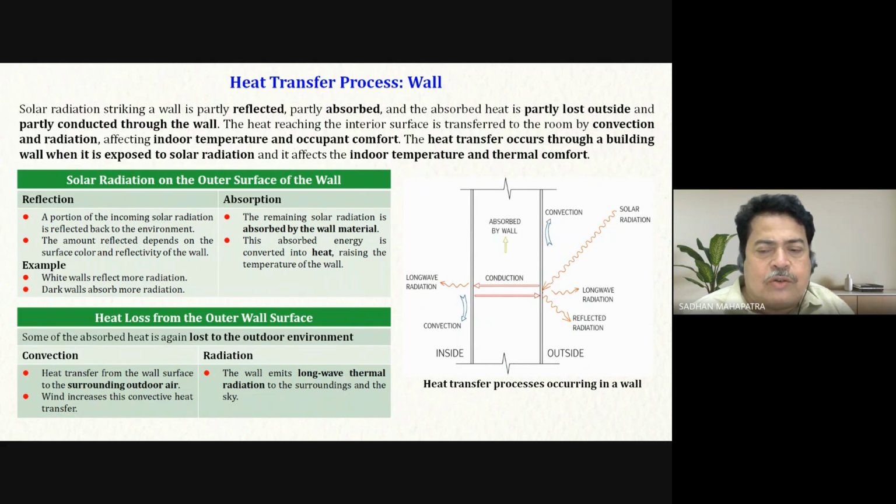What will be the heat loss from the outer surface? Some of the absorbed heat is lost again to the outdoor environment through convection. This is heat transfer from the wall surface to the surrounding outdoor air, and it depends on the wind speed. If the wind speed is higher, there will be more convective heat transfer. If the wind speed is very low, convective heat transfer will also be low. Then there is radiation: the wall emits long wave thermal radiation to the surroundings and the sky. You see, this is the long wave radiation which comes from the external wall.